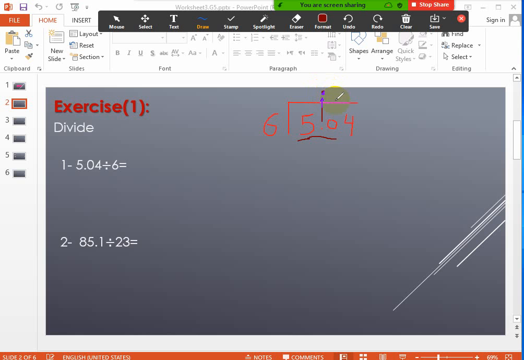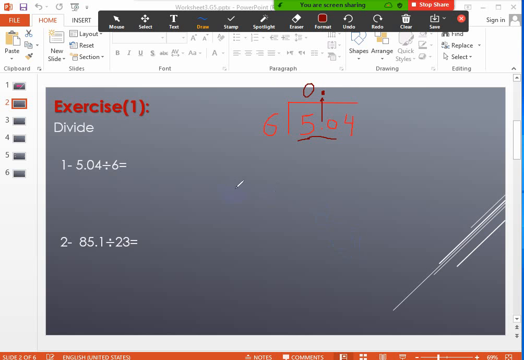So the first digit in the quotient will be in the tenths place. But before the decimal point, there are no digits. That means I have to put 0. Now I will divide the numbers.